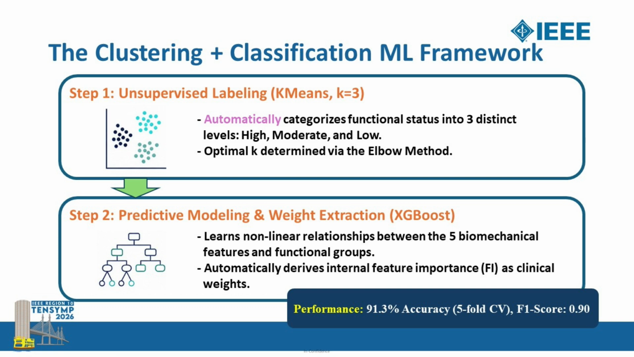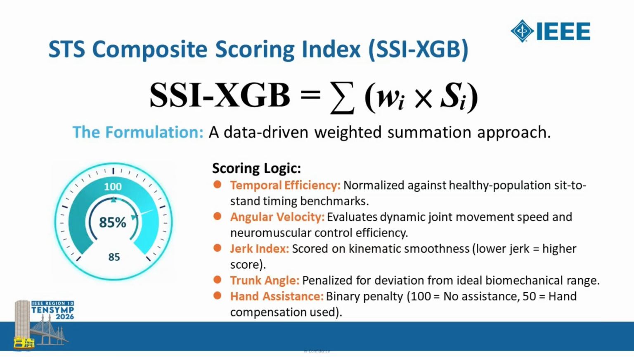Together, these 5 features cover movement efficiency, motor control, smoothness, balance, and compensation, providing a far more comprehensive assessment than time-based evaluation alone. Our machine learning framework consists of 2 stages. The first stage is unsupervised labeling. We employ k-means clustering, k equals 3, to automatically categorize participants into 3 functional groups: high, medium, and low performance. The second stage is supervised classification. We use XGBoost to learn the relationships between the extracted features and functional performance levels.